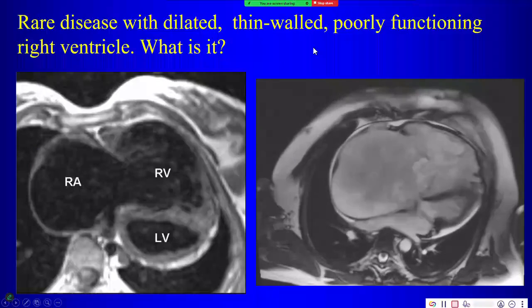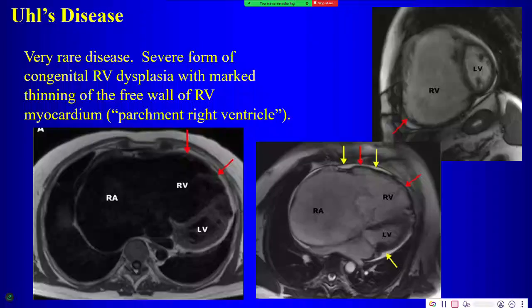Okay. So what is this rare disease? What is this called? This is Ebstein's disease, right? So Ebstein's, yeah.